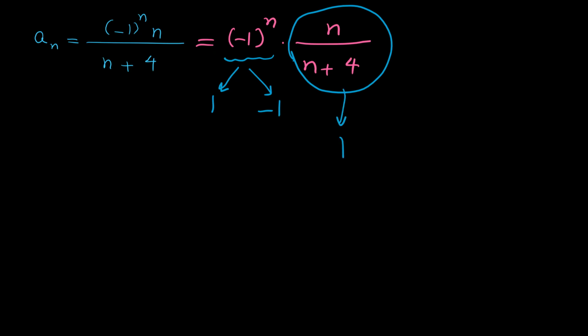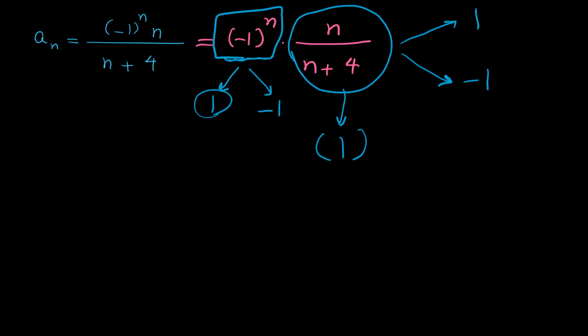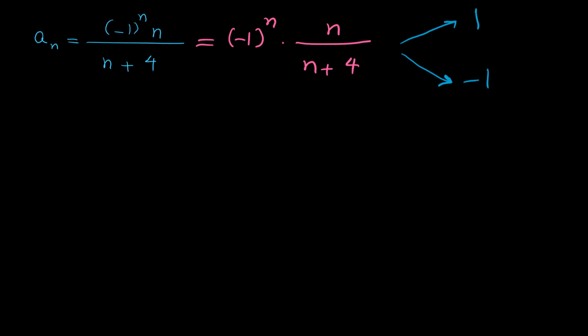So what can we conclude about all of this? This part is divergent because it approaches 1 or negative 1. The other part approaches 1. And between them is multiplication. 1 times 1 is 1. 1 times the other one, which is negative 1, is negative 1. So this sequence approaches 1 or negative 1. So we can conclude that this is a divergent sequence. It's not a convergent sequence.